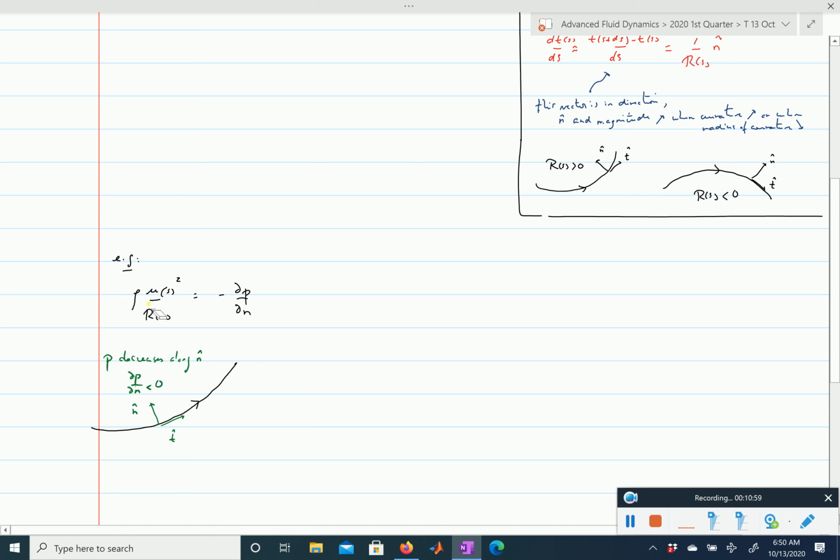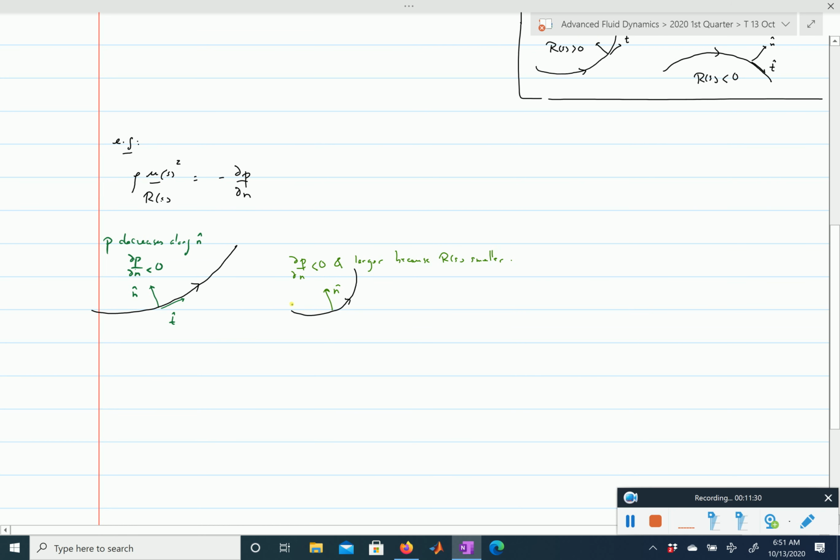Note also that the smaller the radius of curvature, the larger the pressure gradient. So if Rs is smaller, so if, for instance, instead of this curvature I have the same velocity, but now my streamline has a smaller radius of curvature, in that case, the radius of curvature is smaller. This is smaller, therefore this term is larger, and so my pressure gradient is larger. So the sharper the curve, the smaller the radius of curvature, so the larger the curvature, the larger you can expect the pressure gradients to be.